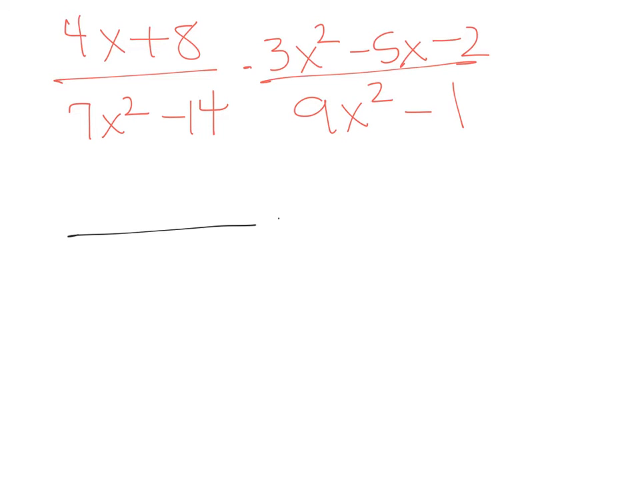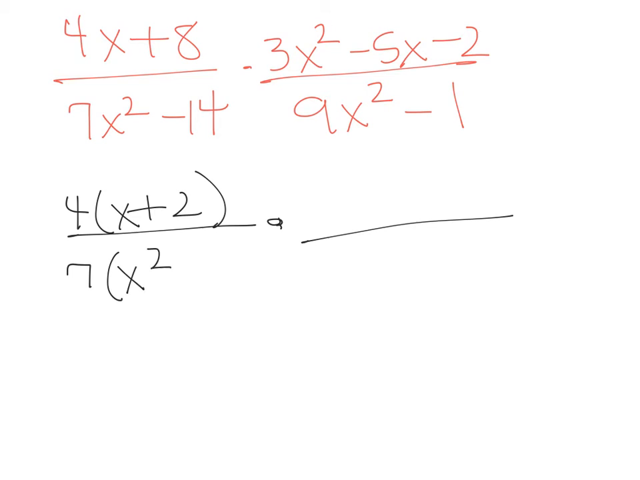So 4x plus 8. I see they have a common factor, so I'm going to factor it out, and I get 4 times the quantity x plus 2. Can't do anything else to that. 7x squared minus 14. Well, I see a common factor of 7. So I'm going to make that 7 times the quantity x squared minus 2. And then I'm going to ask myself, can I factor x squared minus 2? Nope, it's not the difference of two perfect squares, so that's done.